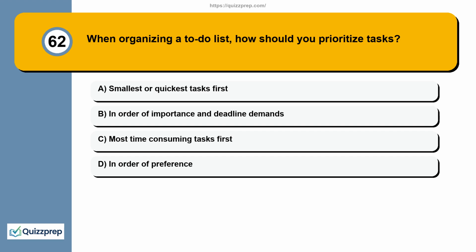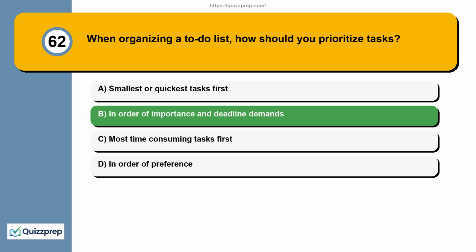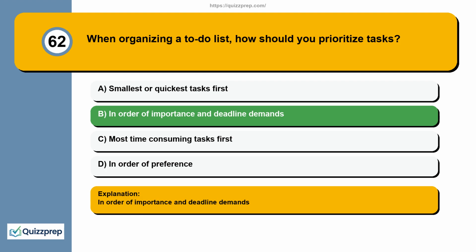Question 62. When organizing a to-do list, how should you prioritize tasks? Option A, smallest or quickest tasks first. Option B, in order of importance and deadline demands. Option C, most time-consuming tasks first. Option D, in order of preference. The correct answer is option B, in order of importance and deadline demands.